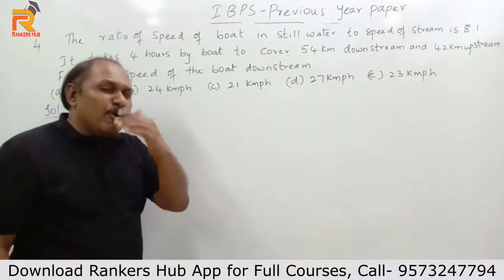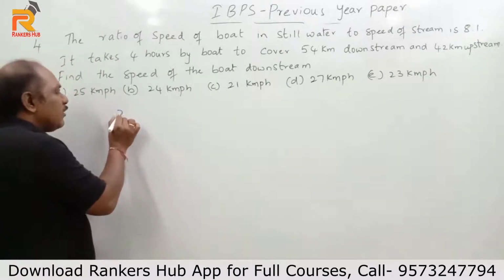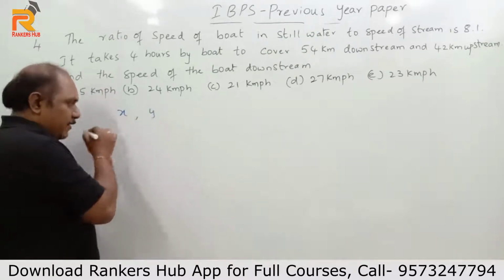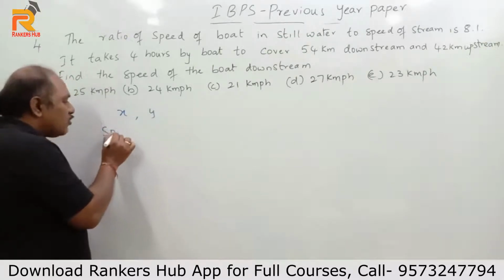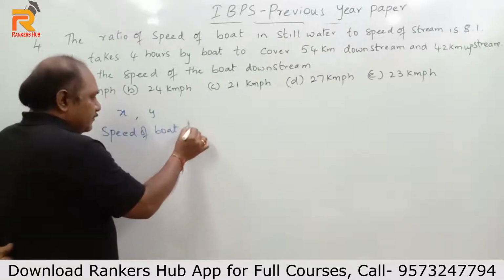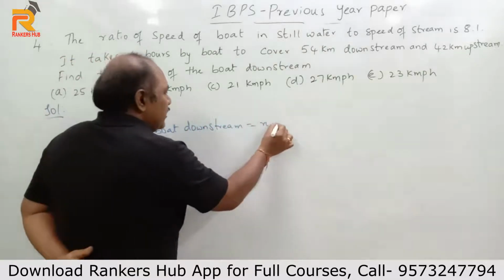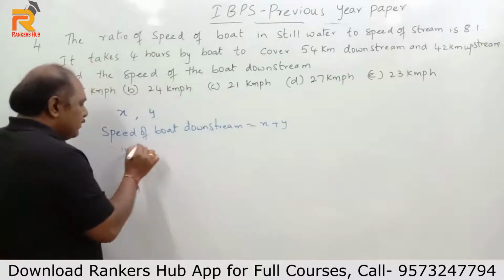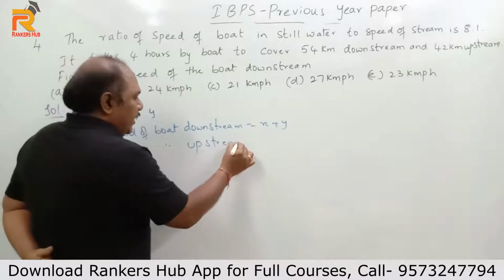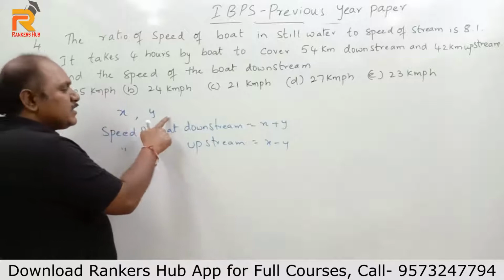Now in the topic that we have learned, if I assume the speed of the boat in still water is some x and the speed of the stream is some y, then the speed of the boat downstream would be x plus y, and the speed of the boat upstream should be x minus y, where x is the speed of the boat in still water and y is the speed of the stream.